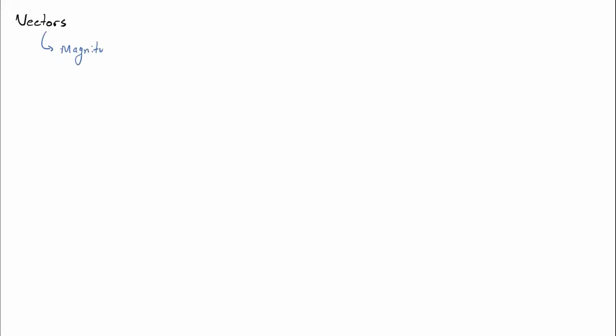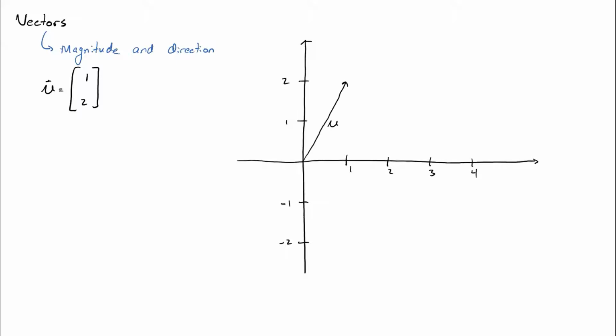A vector has a magnitude and direction. We draw vectors as a line segment with an arrow at the end, with the root typically at the origin. If u is the vector (1, 2), we can draw u at the origin or anywhere else. These are all u.